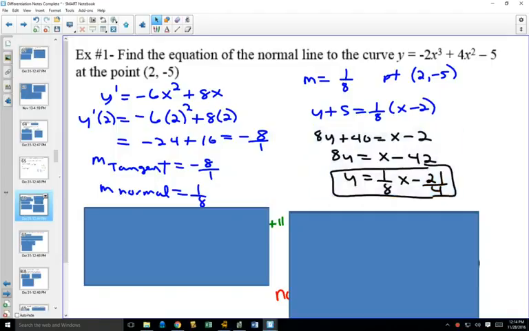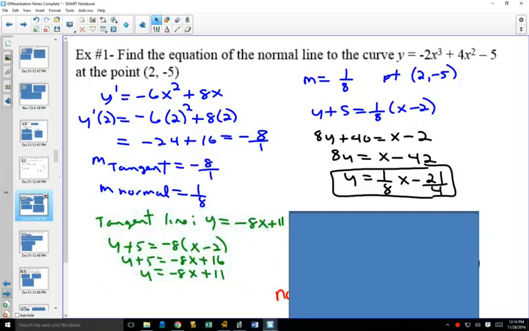And then just rearrange it. Here I multiplied both sides by 8 to get rid of the fraction. Rearranged it and then divided by 8 in the end. And you get the equation of your normal line. So right here I've got the equation of the tangent line. The only difference is we're plugging in a different slope.